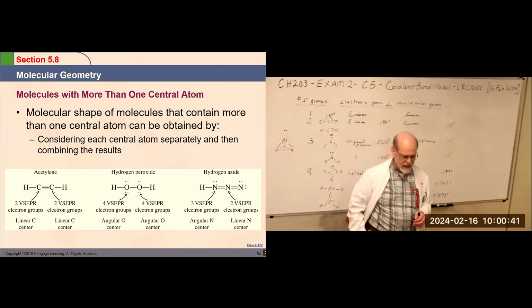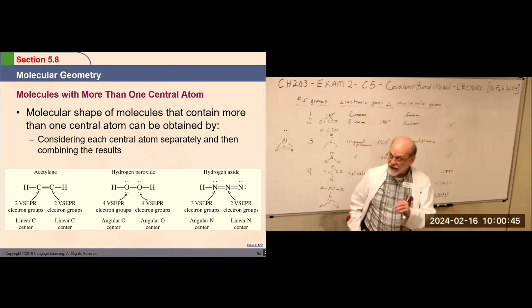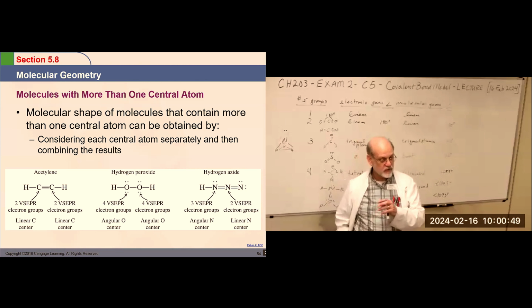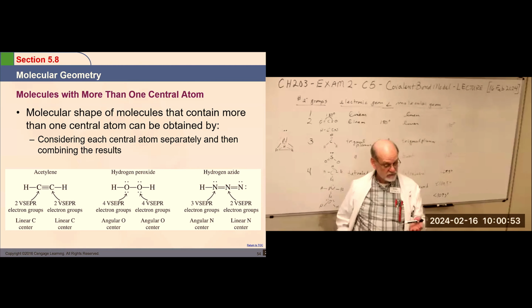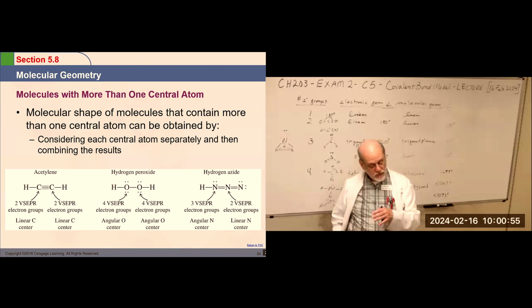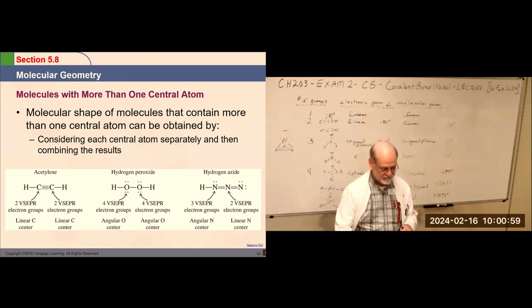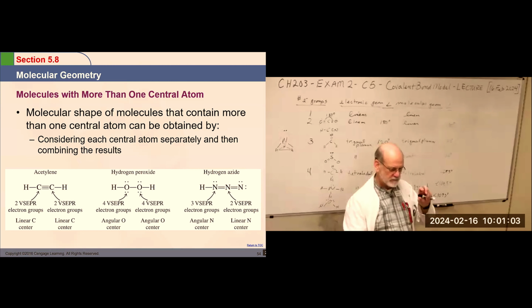Hydrogen azide, you've got two possibilities there. The nitrogen on the left has three groups, so it's going to be trigonal planar electronic, or bent angular. And then the other one has two groups around the nitrogen, which makes it linear. So molecules can have multiple centers of geometry.